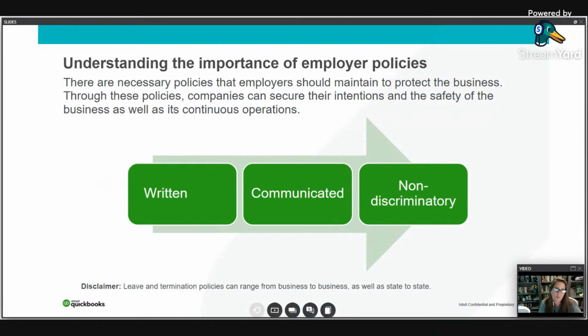There are other necessary policies that should be maintained to protect the business. The policies should ensure the safety and security of the employees. You want to have written policies. They have to be communicated, and they have to be non-discriminatory.